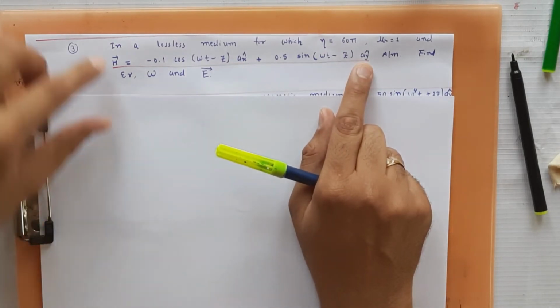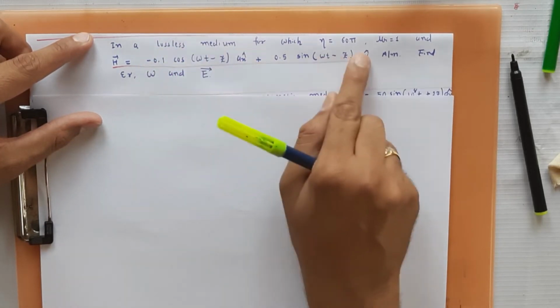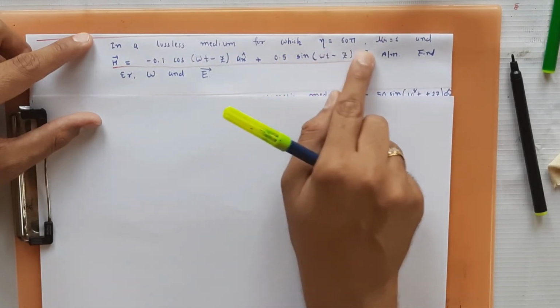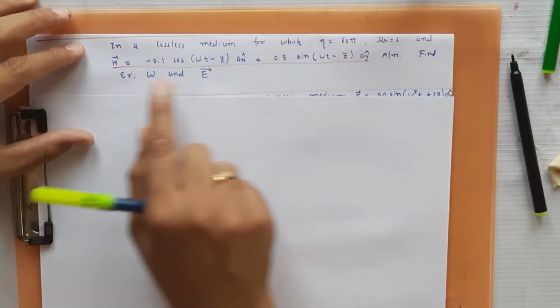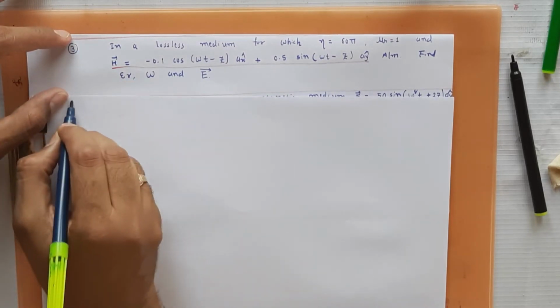Clear? So we can say that the H vector is equal to H1 plus H2. H1 is this one and H2 is this one. Clear? So first of all, what do we have to find out? We have to find out epsilon r. Epsilon r means the relative permittivity.